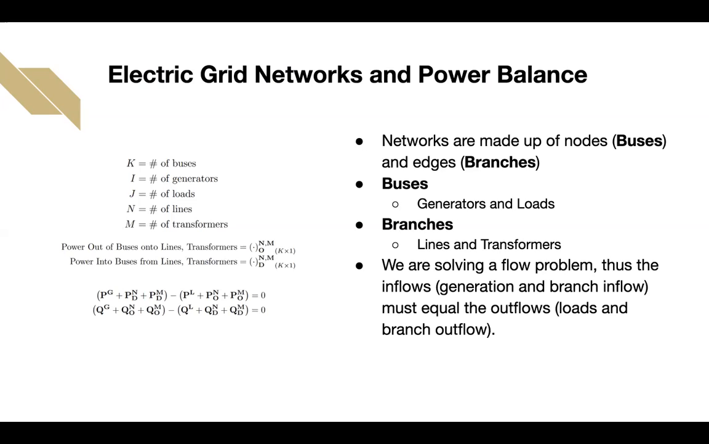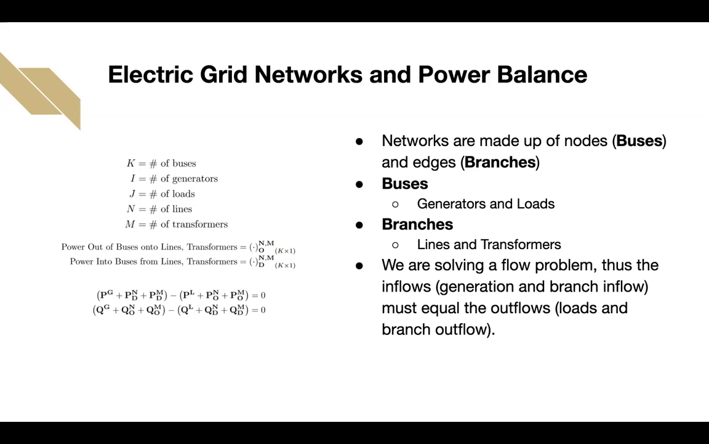And so moving on, how do we actually build an electric grid network? So our network that we're looking at is made up of buses, which are the nodes of the graph, and then we have branches, which are the edges of the graph. And so buses are essentially collections of generators and loads, and they can also be empty collections of generators and loads, so they can be passive, essentially just a node in a graph. Or there can be multiple generators and multiple loads at a single bus.